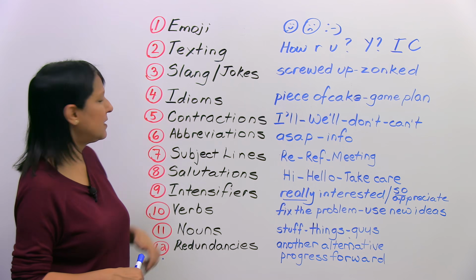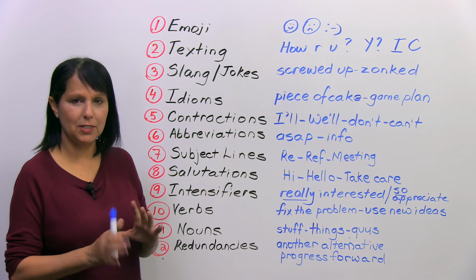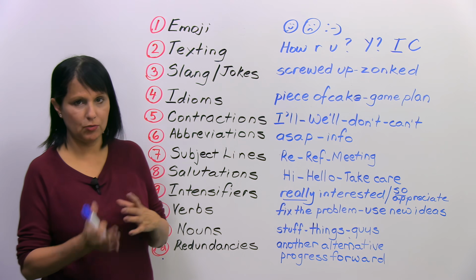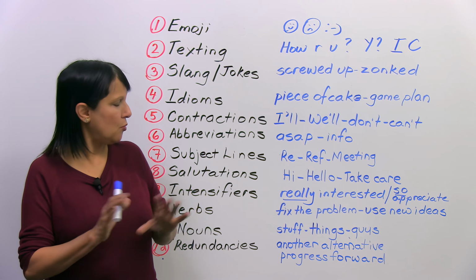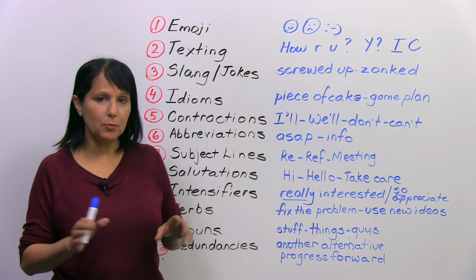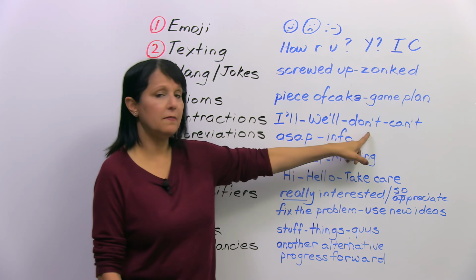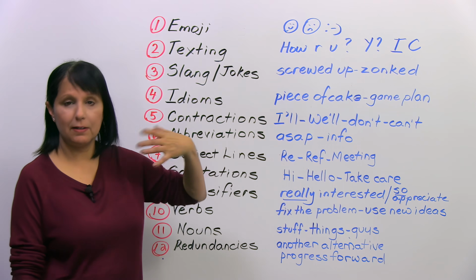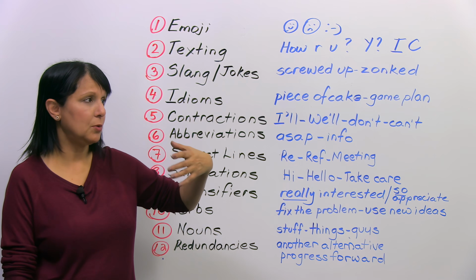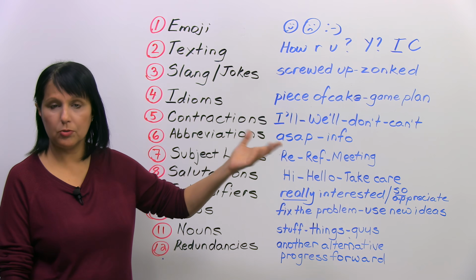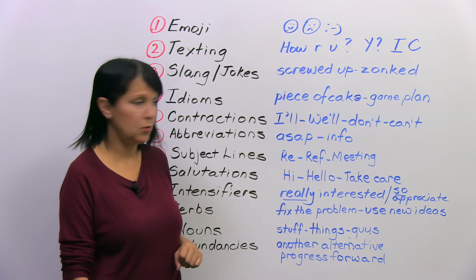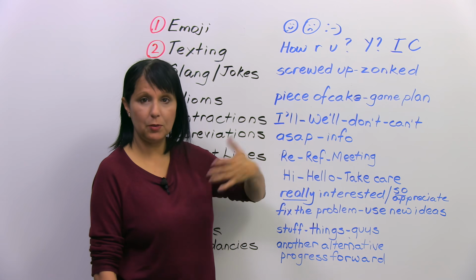Next. Contractions. Now, this is a little bit tricky because sometimes we can use contractions, but overall, if you're trying to be really formal, then avoid contractions when it's a subject or a verb. So instead of I'll contact you tomorrow, say I will contact you tomorrow. Instead of we'll, say we will.